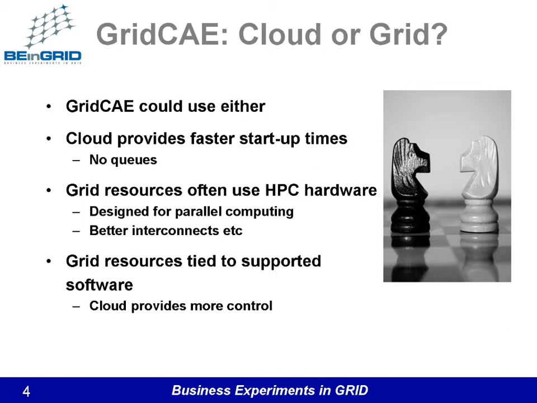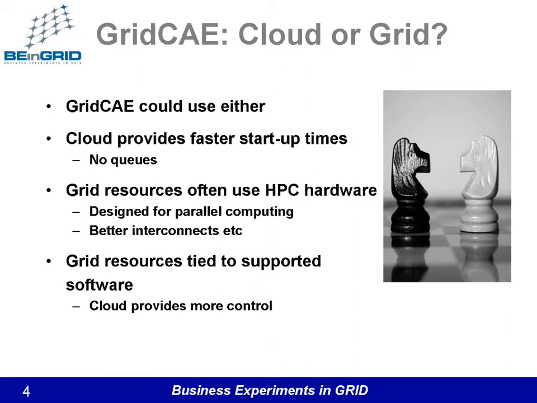GridCAE could potentially be used on either cloud or grid resources. Cloud will generally provide faster startup times, avoiding the waiting queues associated with grid. However, grid resources will typically process scientific computing jobs, such as CFD, much quicker given comparable hardware resources, clock cycles, once the job is underway. This is because most grid resources use HPC hardware that has been optimized for parallel computing work. In particular, the network connections between nodes are likely to be much faster in grid resources.